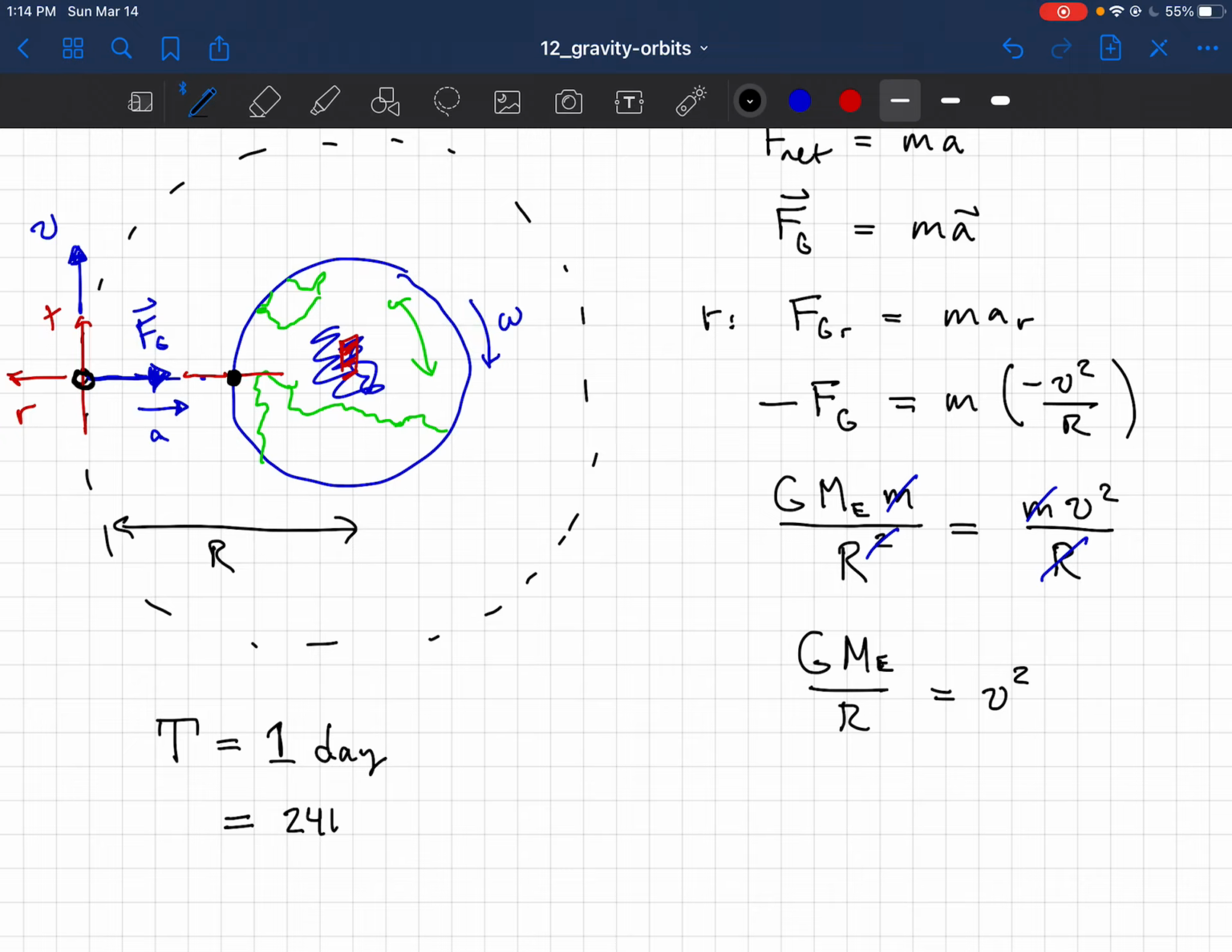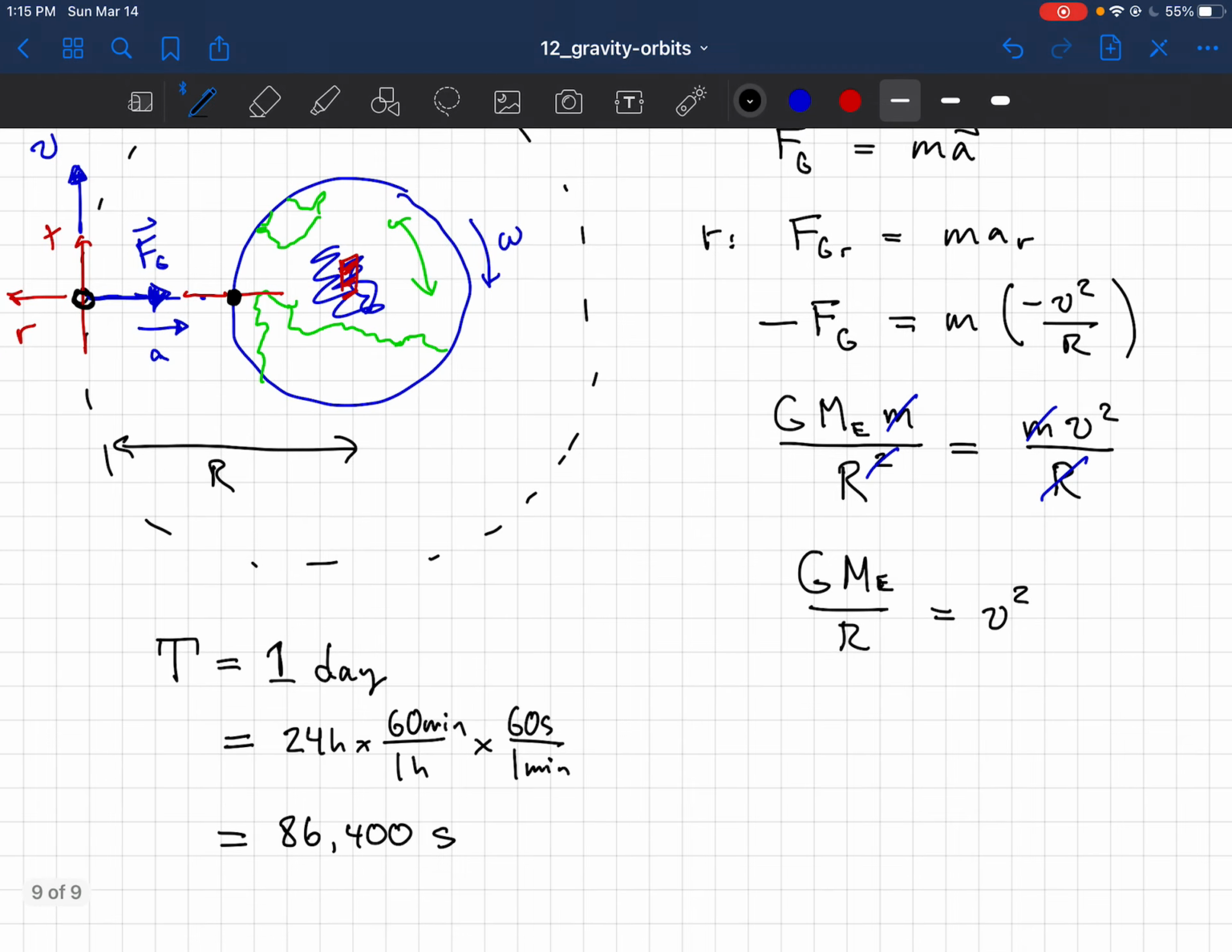So what is 1 day? Well, that is 24 hours times 60 minutes per hour times 60 seconds per minute. So we can get that in SI units. So what is that? It's 24 times 60 times 60. So that's 86,400 seconds. So we want a period to be exactly 1 day on Earth, which is 86,000 seconds.